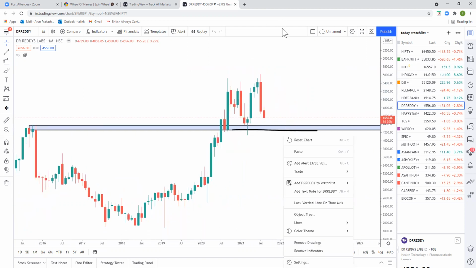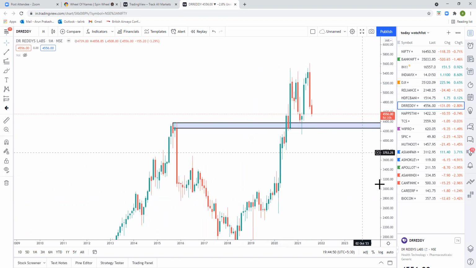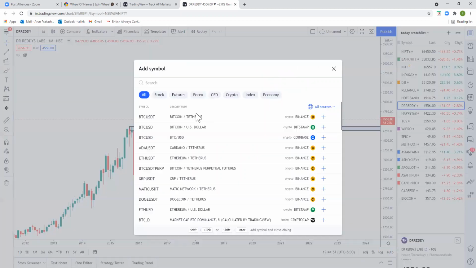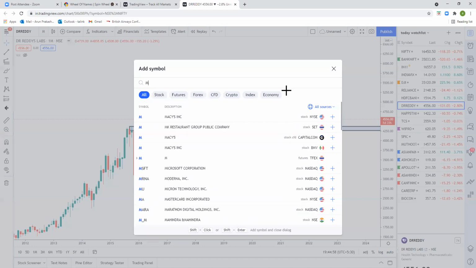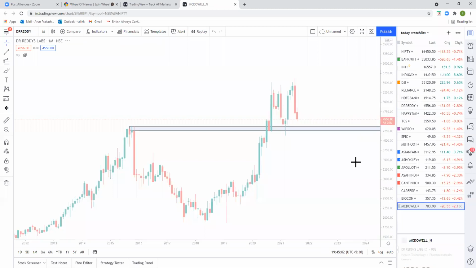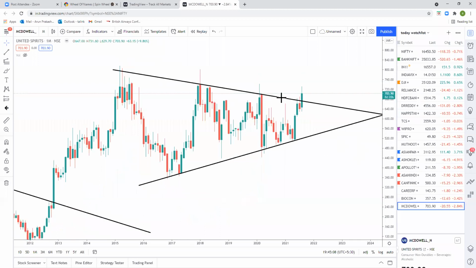And I want the United Spirits chart. In that you have drawn a pattern in monthly time frame. How would you plan a trade in United Spirits in monthly time frame?